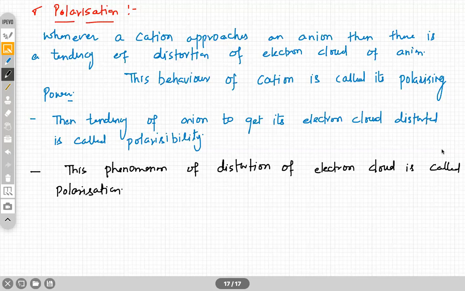Okay. So let us understand this. What is this term? Let us understand this.